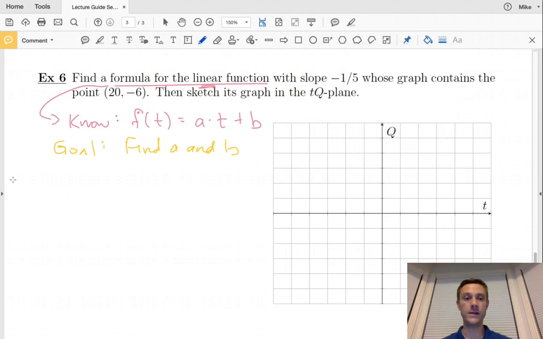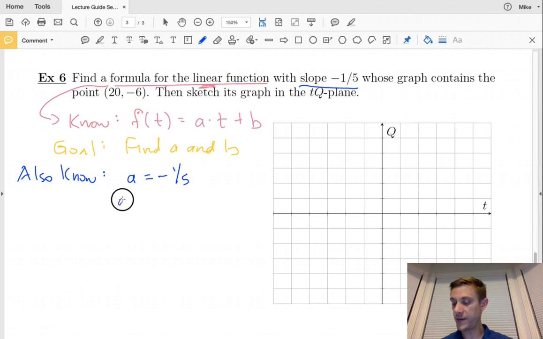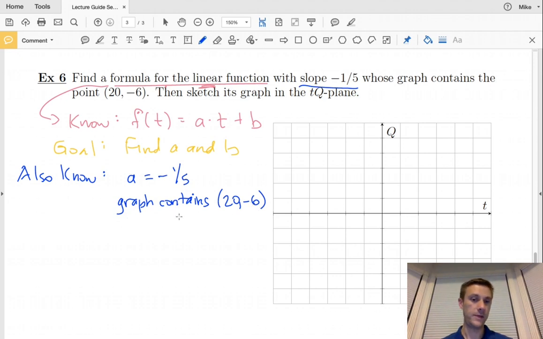I'm working my way through the color palette here. So we also know right off the bat a really important piece of information. We know that the slope is -1/5. And that gives us this constant, right off the bat. We know that the value of a is going to be -1/5. Perfect. That's one of our two constants already in the bag. And then we also know that the graph passes through, or contains, depending on how you want to think about it, this point (20, -6). So delightful.